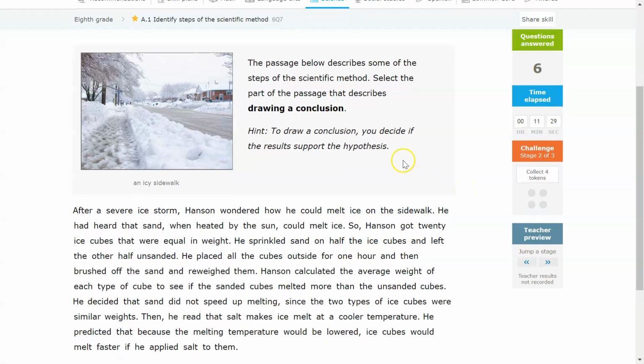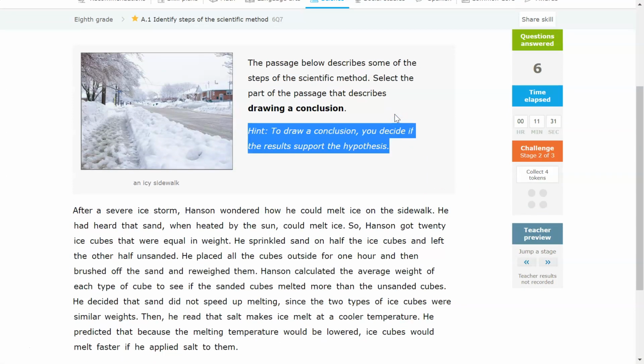Okay. Stage 2, drawing conclusions. To draw a conclusion, you decide if the results support the hypothesis. So in other words, whatever your question is, did you find information to support it or not? A severe ice storm, he wondered how he could melt ice on the sidewalk. This sounds like the question. He had heard that sand when heated could melt ice. Just some stuff he's thinking about.